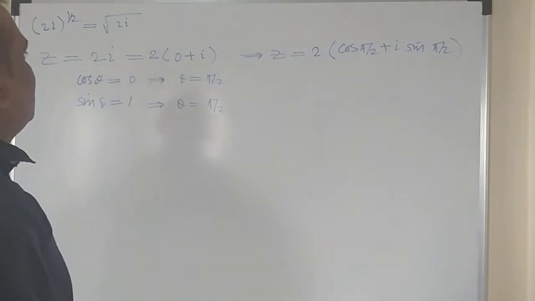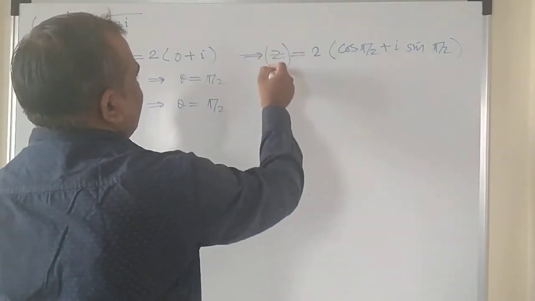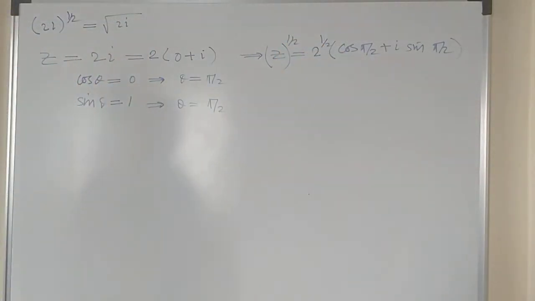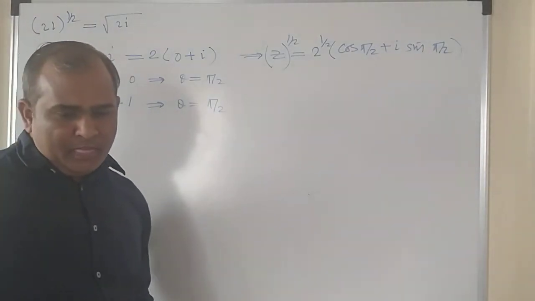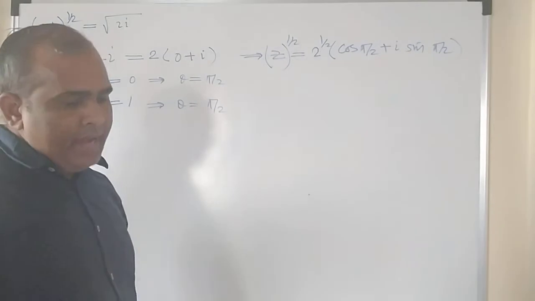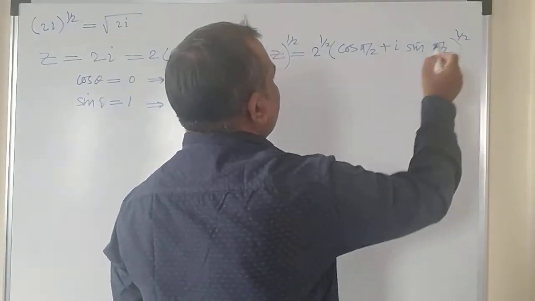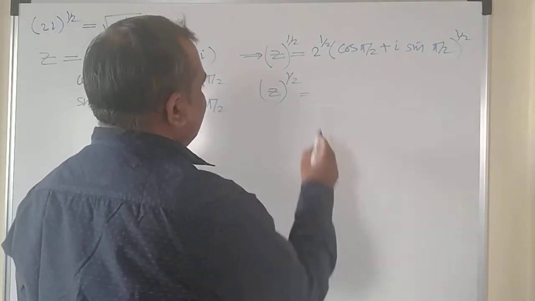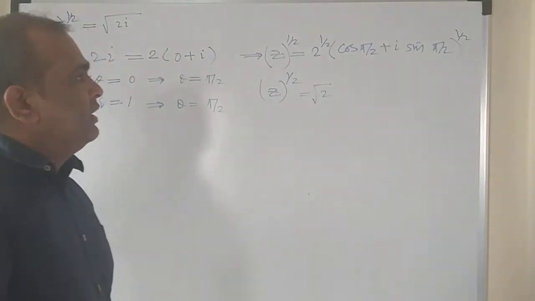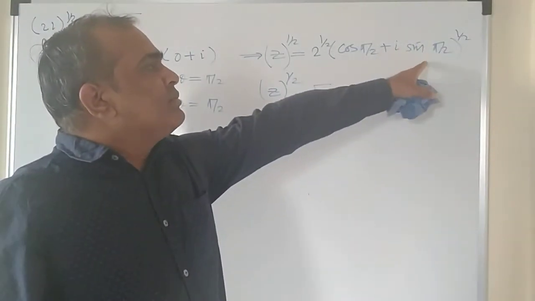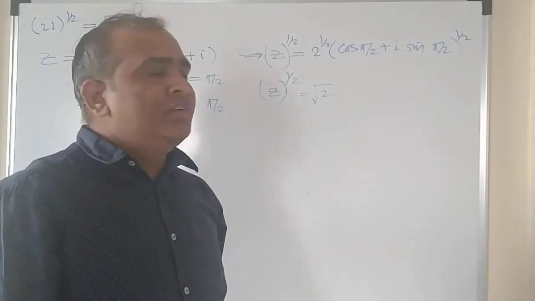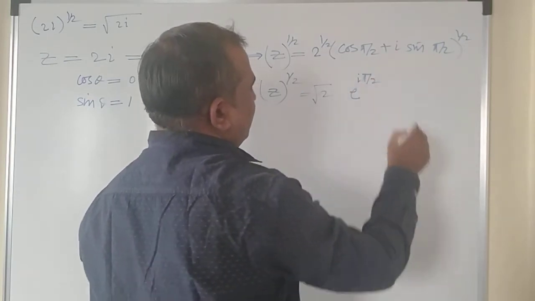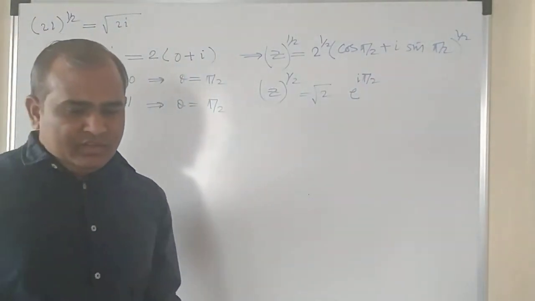Now (2i) raised to half will be equal to 2 raised to power half, and cos theta plus i times sin theta raised to power half. Got it? So z raised to power half, that means the square root, is equal to root 2 into cos of pi by 2 plus i times sin of pi by 2 raised to power half, which can be written in exponential form as e raised to i theta, where theta is pi by 2. So this is the simple form.